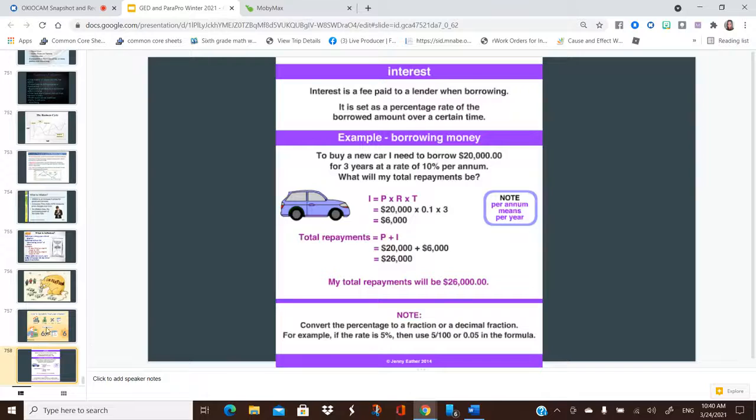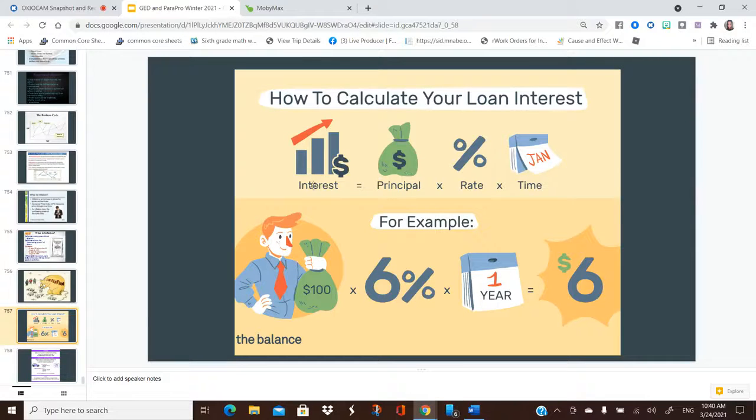And the last couple slides are talking about interest. So interest is just extra money. It's a percentage that you pay when you borrow money. So interest equals principal times rate times time, whatever your interest rate is. Let's say it's 6%, and you take out a loan for a year. Let's say you take out a $100 loan and you agree to pay 6% interest, but you're going to pay all the money back in a year. You would pay $6 in interest. So you're going to pay the $100 back plus the $6. So you pay a total of $106.